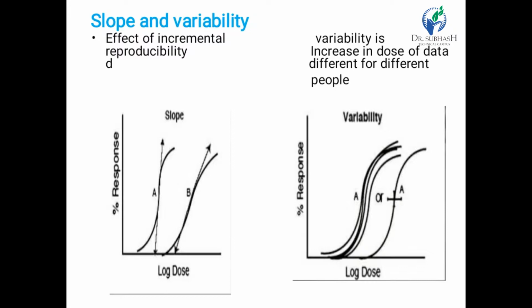In the second figure, variability is increased in dose of data, different for different people, right? Here we have one drug only, which is A drug, right? But for different people, we have different curves, right? So the effect of the drug will vary in different people. Okay.